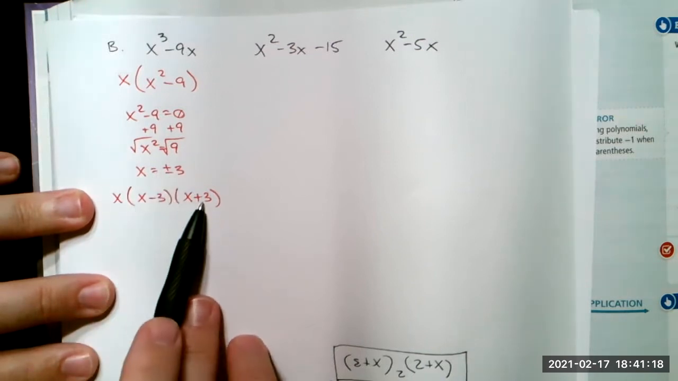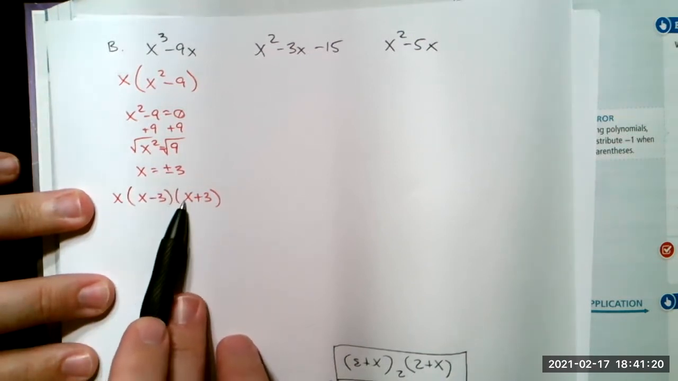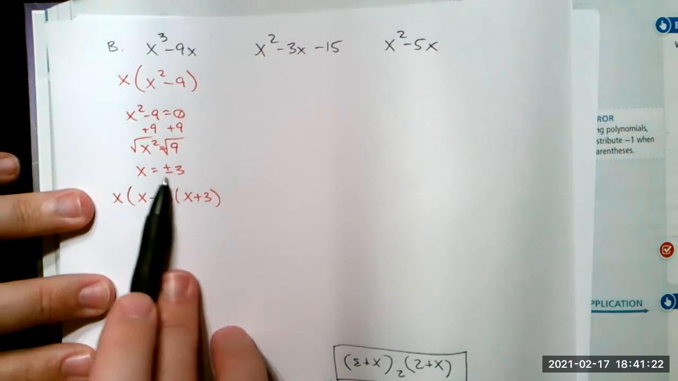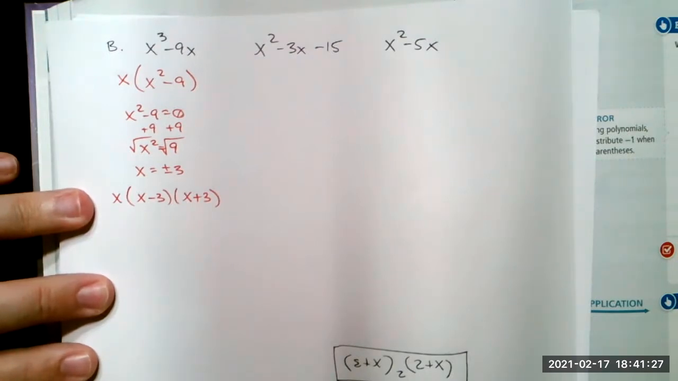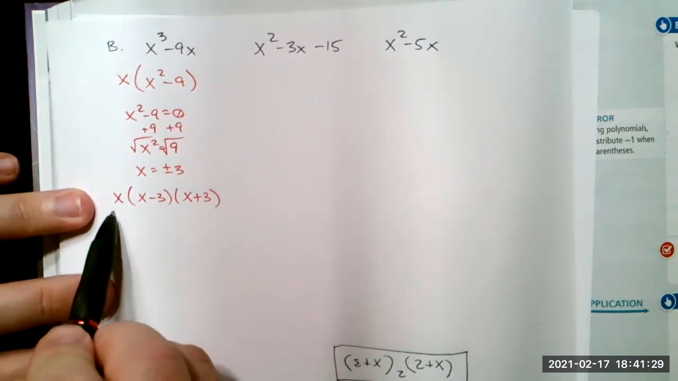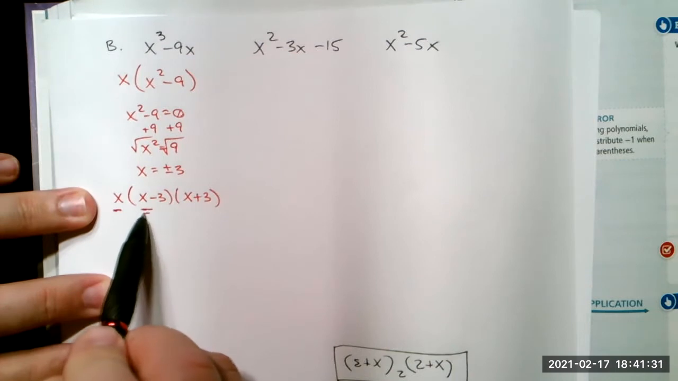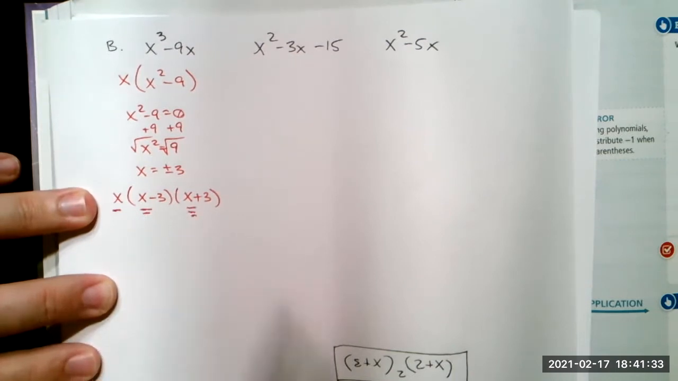And then for x plus 3, that would be a negative 3. Negative 3 plus 3 is 0. And there's my negative 3 right there. So it's pretty much the opposite signs. So there are my three factors here: x, x minus 3, x plus 3. So let's see what else we got.